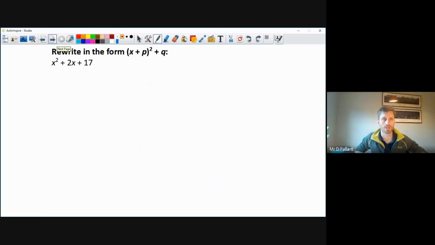So starting with the bit at the beginning, x plus 1 squared, and then take away the 1, and then introduce the plus 17 on the end. That will simplify to plus 16.